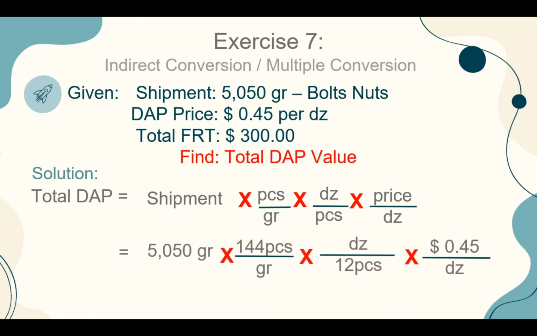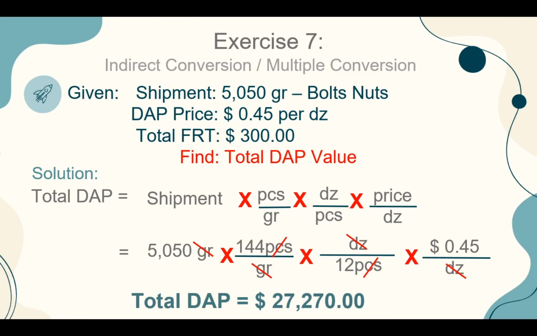So, substitute. So, ano ba yung shipment natin? So, 5,050 gross multiplied by yung conversion natin. For every gross, meron tayong 144 pieces. And then, convert na naman natin yung pieces into dozen. So, for every 1 dozen, meron tayong 12 pieces. And then, multiplied by our DAP price, which is $0.45 per dozen. So, cancel out same units, pieces, gross, and dozen. So, ano yung natira? Yung price. Yung dollar. So, the answer is $27,270.